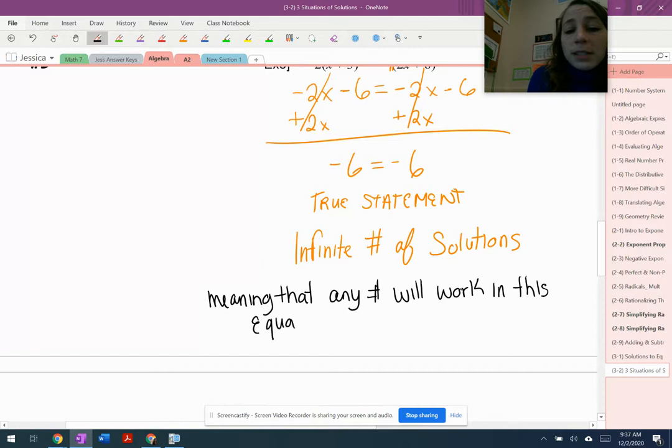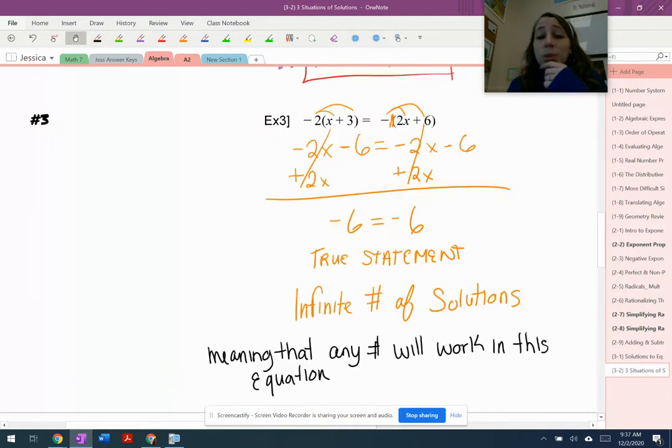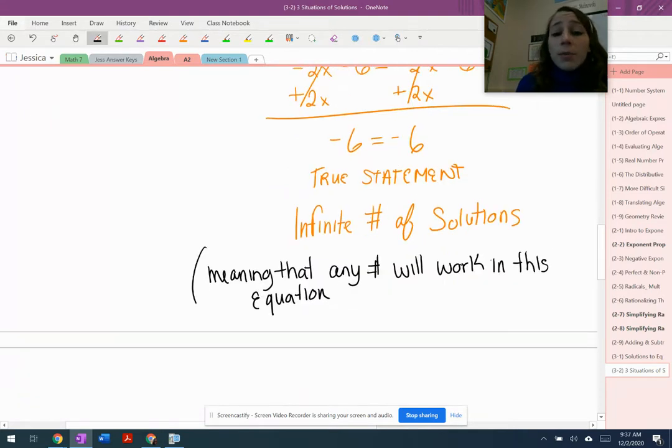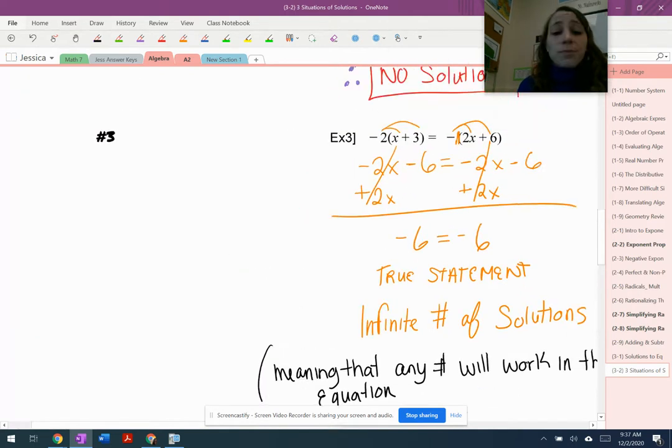And that makes sense because if you look at the equation that we had as soon as we did the distribution, -2x minus 6 is equal to -2x minus 6. That's the same exact thing on both sides. So yeah, it's always going to be true no matter what value you put into x because it's the same exact thing on both sides. So any number that you plug into that equation will give you a true statement, meaning that it's a solution.